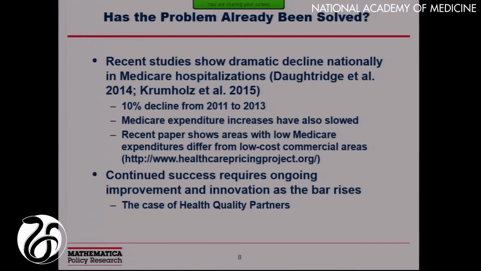So you can imagine, you could probably make up a bunch of other ones as well that might be in part responsible for it. But the message here is that for care coordination programs to have a net effect, on top of all the other things that are going on, and to justify their cost, the bar's risen. They have to do better than what other changes are already accomplishing. And a good example of this that I want to talk about is Health Quality Partners.